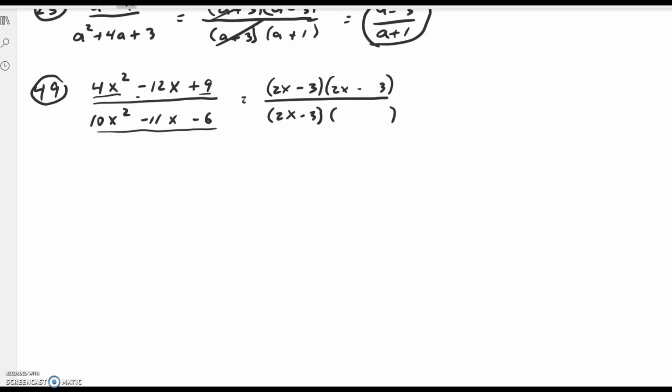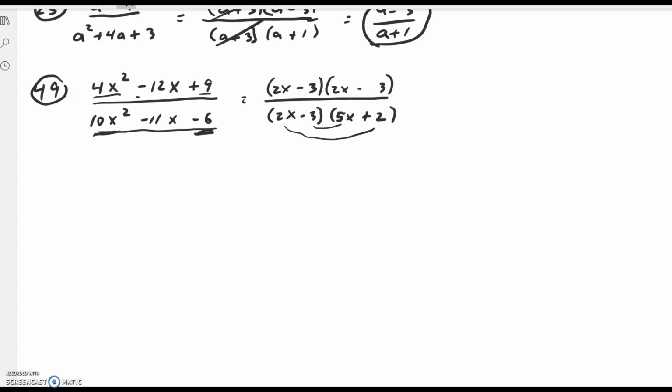And it's easy to see what that something has to be. 2x times something gives you the 10x squared, so that'll be 5x. And negative 3 times something gives you the negative 6. That'll be plus 2. Now that's a guess. It's a good guess, but it's a guess. If this is going to cancel at all, this is going to work. So let's see. We've got negative 15x's here, and we've got positive 4x's here, and that's negative 11x's, and everything else works. This is 10x squared and this is minus 6.